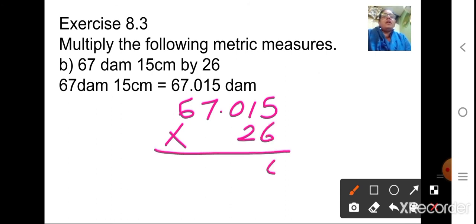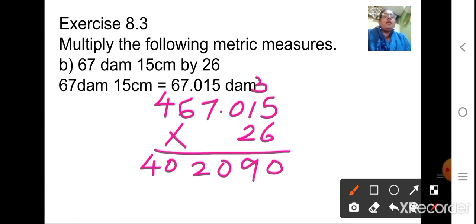Okay, 5 6s are 30, 3 carry over here, 6 1s are 6 plus 3, 9, 6 into 0 is 0. Do not place the decimal point. 6 7s are 42, 4 carry over, 6 6s are 36 plus 4, 40.